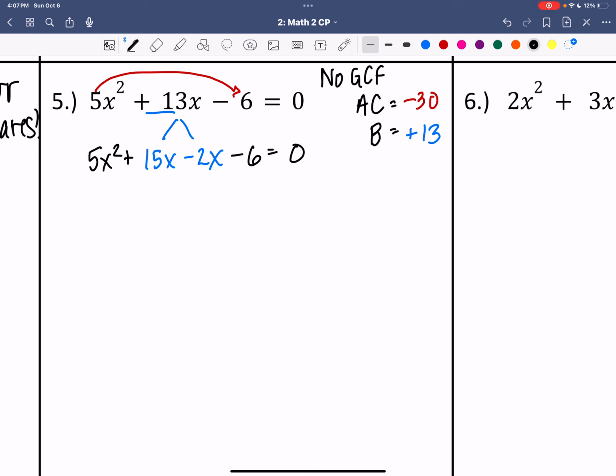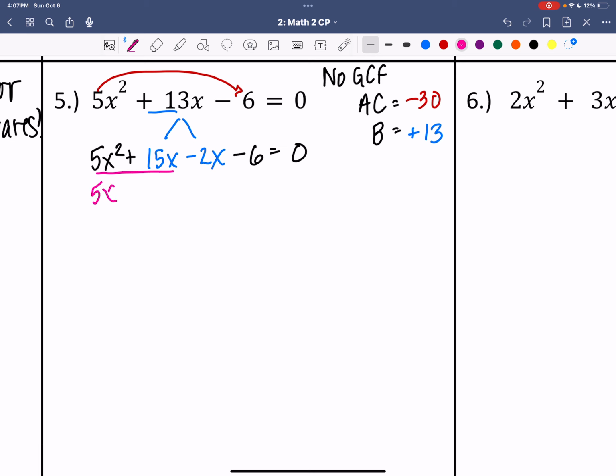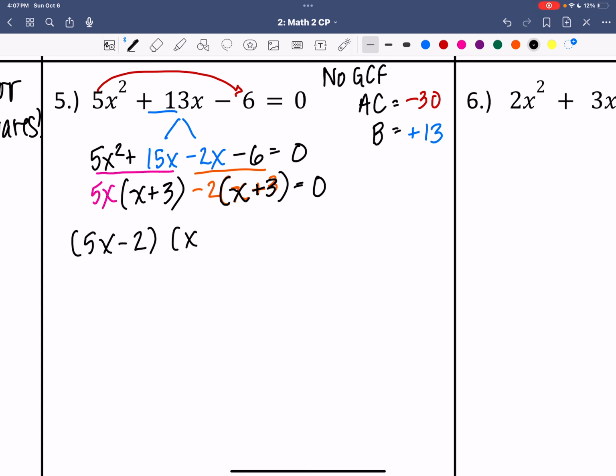All right, so now let's start grouping. For these right here, I'm going to factor out a 5x, and I've got x plus 3. And then for here, I'm going to factor out a negative 2, and I'm going to get x plus 3. Remember, you should have the same thing in your parentheses. And of course, equal to 0. So now we get 5x minus 2 and x plus 3 equals 0. Now set each one equal to 0.